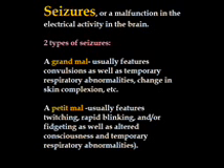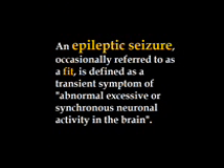Seizures are malfunctions in electrical activity in the brain. Three types of seizures include the grand mal, which usually involves convulsions as well as temporary respiratory abnormalities and change in skin complexion, and the petit mal, which usually involves twitching, rapid blinking, or fidgeting as well as altered consciousness and temporary respiratory abnormalities. An epileptic seizure, usually referred to as a fit, is defined as a transient symptom of abnormal, excessive, or synchronous neural activity in the brain.